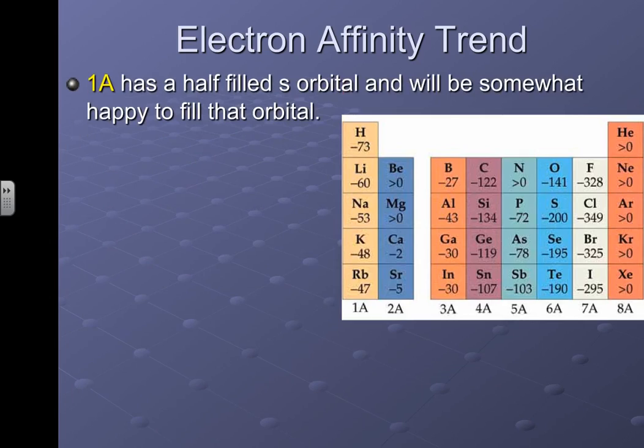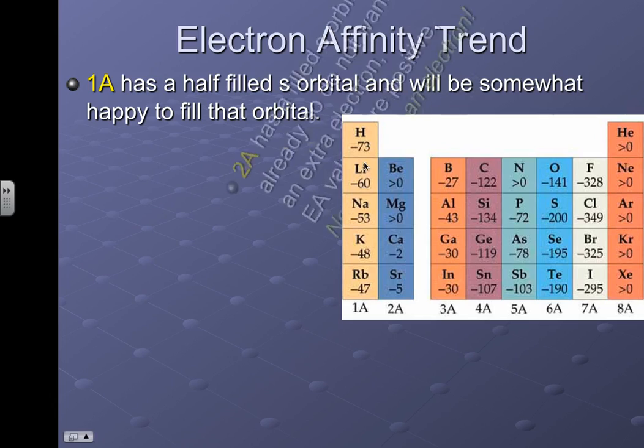So 1A has a half-filled s orbital. It would be somewhat happy to fill that orbital. So that's why you see a little bit of electron affinity in some of these atoms that you would not normally think of taking on an electron.